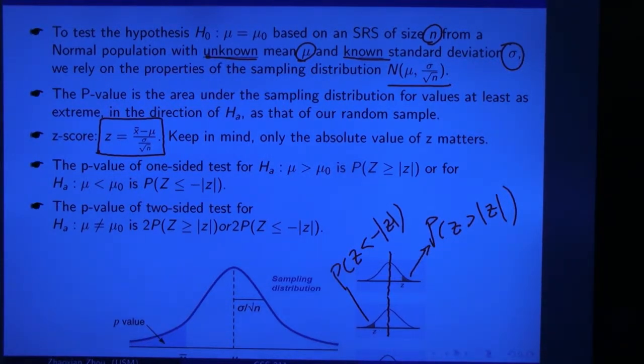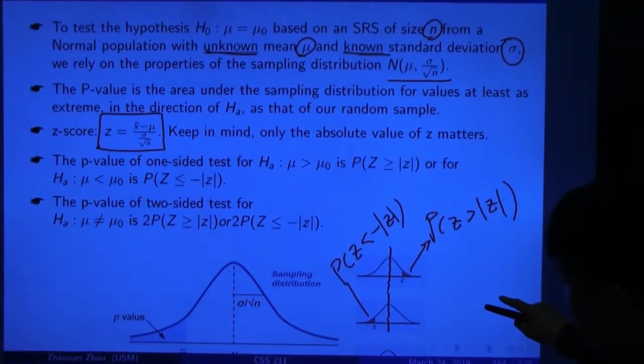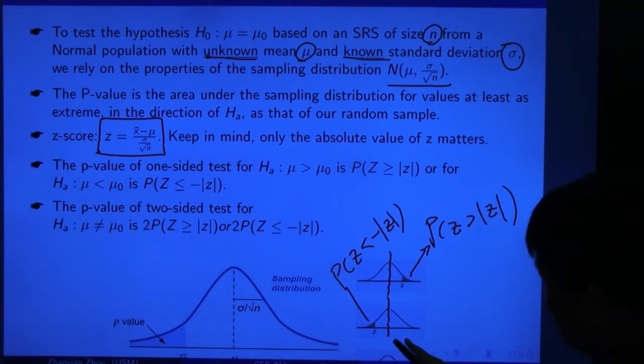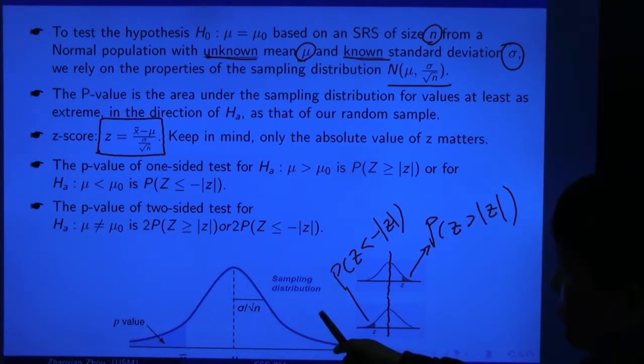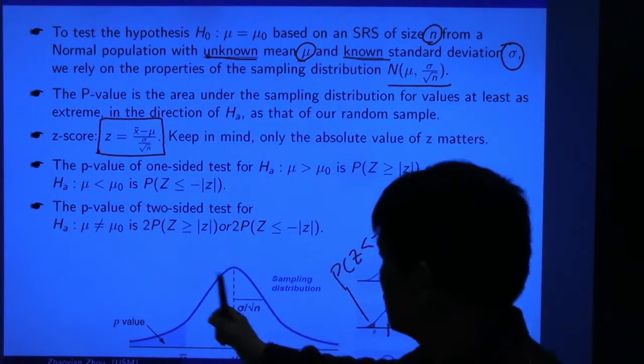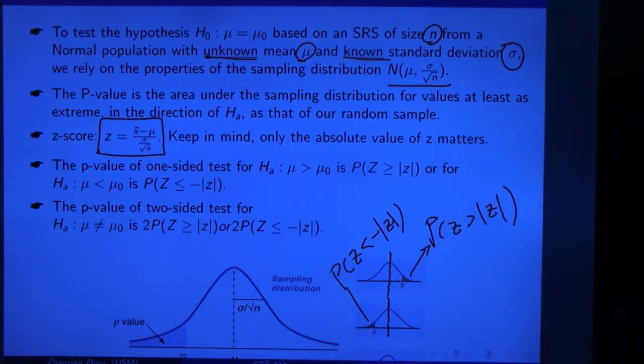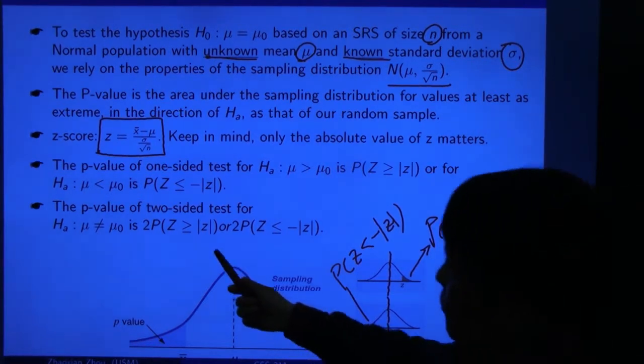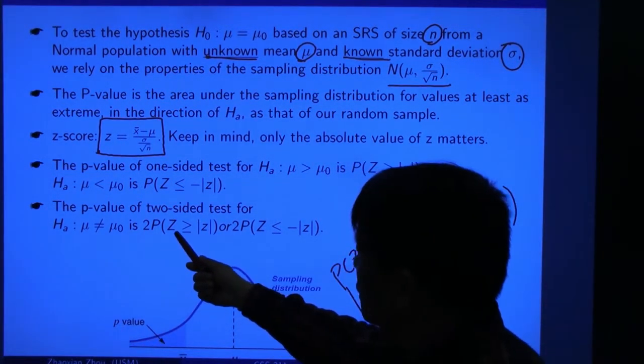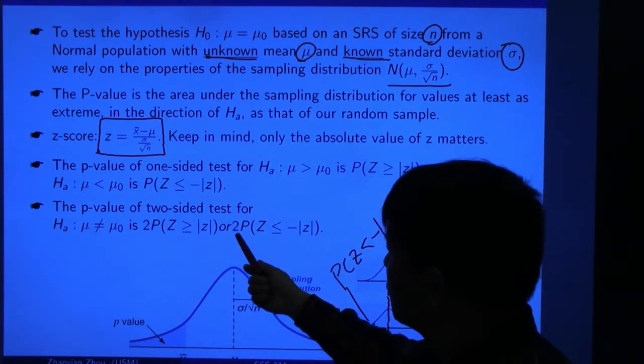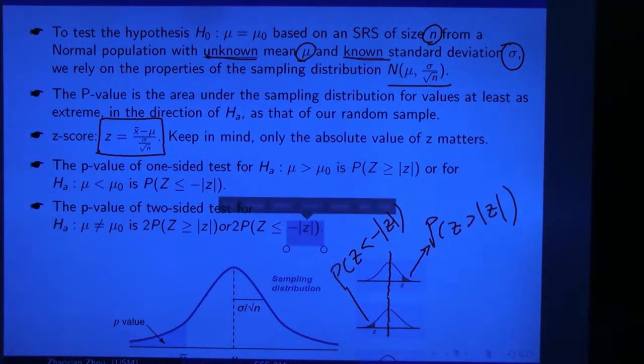The p-value for a two-sided test: it will be this side and this side, so we are going to use 2 times the probability, because they are symmetric. This figure is symmetric, so we just use 2 times the probability that z is greater than the positive value, or 2 times the probability that z is less than the negative.